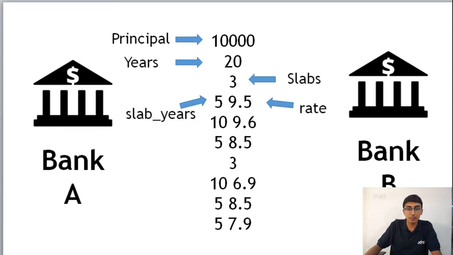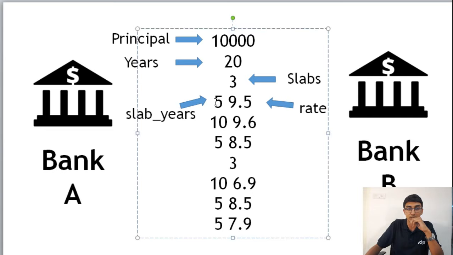For each of the 3 slabs, we are given the number of years. In this case, it would be 5 years, and the rate for 5 years, that is 9.5%. Then we are given 10 as the number of years and 9.6%. Then 5 and then 8.5%. And this entire thing is for bank A. The remaining part is for bank B. It's the same stuff, but for bank B.